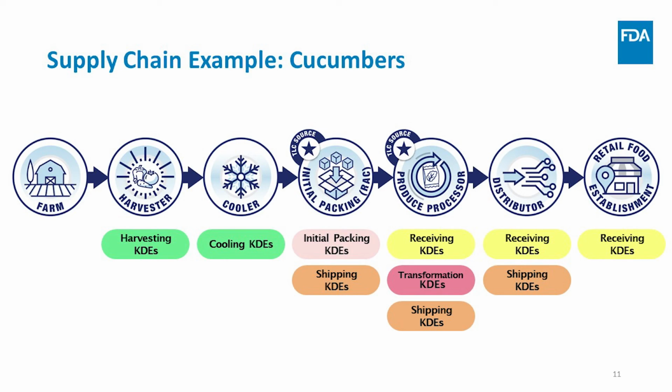Maintaining these key data elements at each critical tracking event in the supply chain is essential and is a requirement of the rule. This will ensure that, if an outbreak does occur, the FDA can quickly and efficiently trace contaminated food through the supply chain. FDA can provide critical information to the public more quickly and work with the affected firms to remove any contaminated product from the marketplace, avoiding additional illnesses and potentially saving lives.